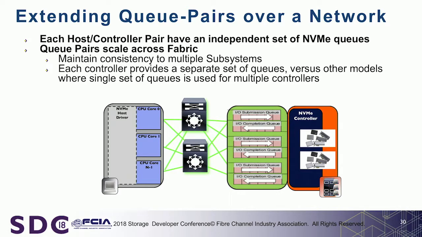And of course, in order to make NVMe over Fabrics work, you have to extend the queues over the network. And since the queues are a very important component of NVMe, devices pretty much have the same view of the queues across the network or across the fabric as they would if it was a locally attached bus.